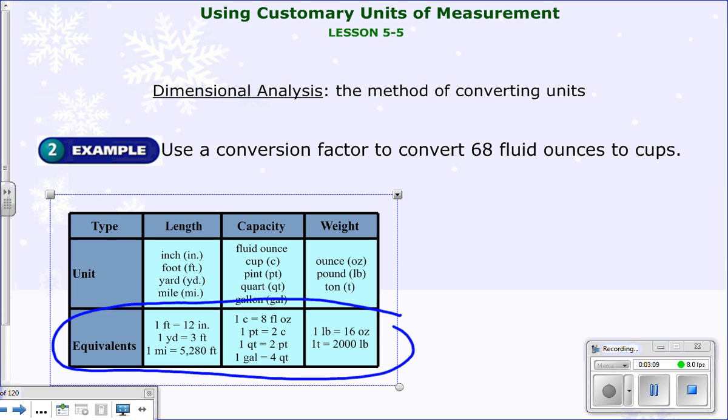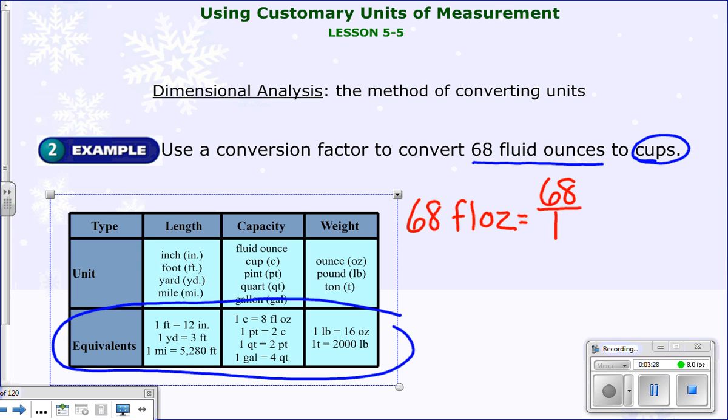So use a conversion factor to convert 68 fluid ounces to cups. When you do these, you always want to start with what they give us. Well, we know we have 68 fluid ounces. When we do these, we know how to multiply fractions, so that's what we want to do first. We're going to switch 68 into a fraction by putting it over 1. And notice how I'm putting in the label with it, because the next one, we actually are going to use that.